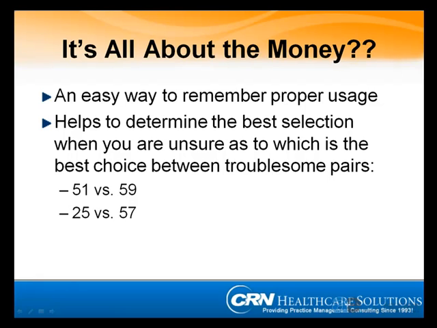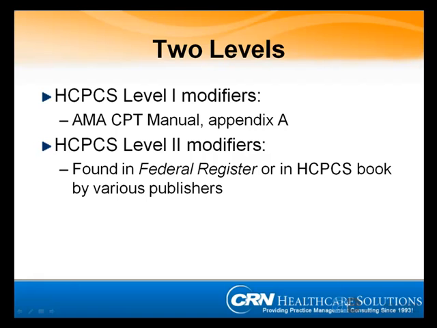25 versus 57, actually both shouldn't apply because one has a different global period to the other, but we have to look at which one is going to affect the money. We have two sets and types of modifiers. There's the HCPCS Level 1 modifiers, which you will find in your AMA CPT manual, Appendix A. And then you have your HCPCS Level 2 modifiers, which are found in the Federal Register or in your HCPCS book by various publishers. So what do modifiers do?